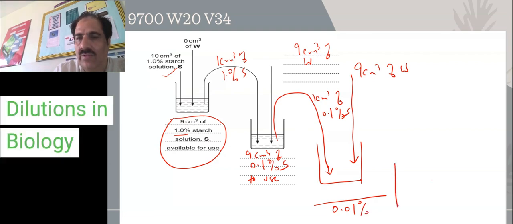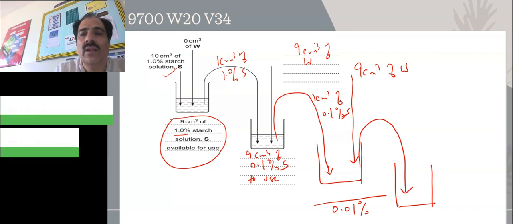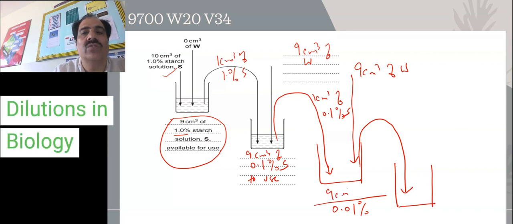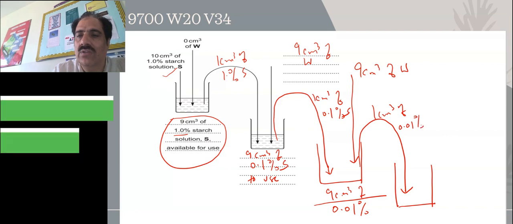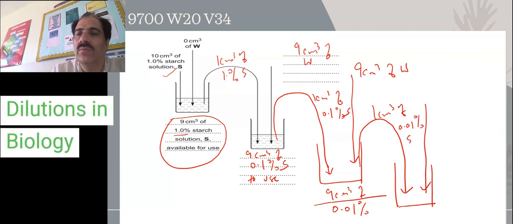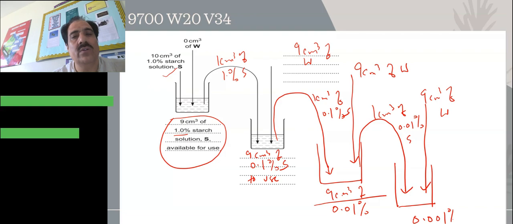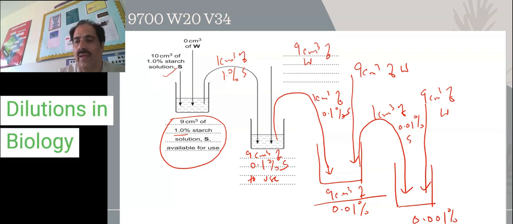Now we will take 1 centimeter cube from this 0.01%. So 9 centimeter cube of 0.01% will remain for use. So we will take 1 centimeter cube of 0.01% S, and to this we will add 9 centimeter cube of water. So now the concentration will be 0.001%. So we can do it continuously.